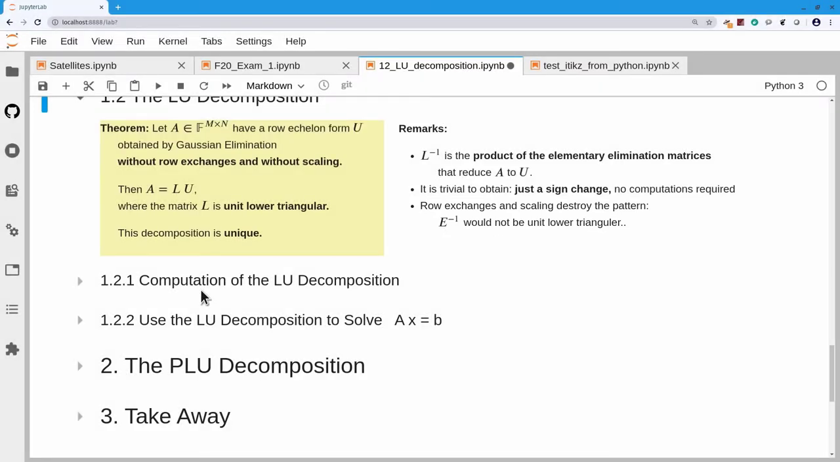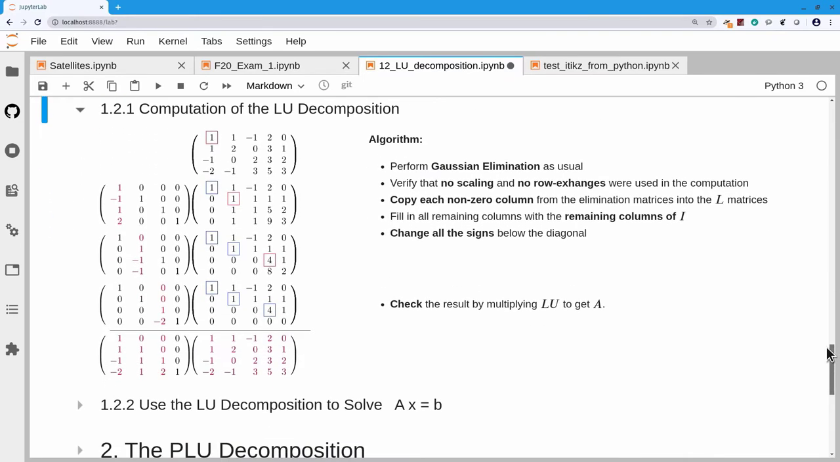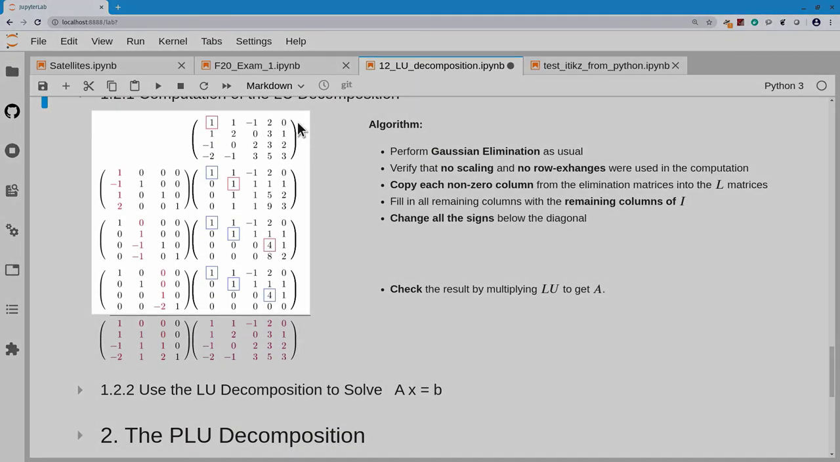Summarizing then, let's see how to compute the LU decomposition. Here's my example again, this time without augmenting it by B, so my original A matrix. We do each of our Gaussian elimination steps until we are in row echelon form. At this point, we are going to check, did we do any scaling? Scaling would appear as a number on the diagonal of these matrices other than one. And if I check, no, each one of these matrices has one on the diagonal, so we did not do any scaling.